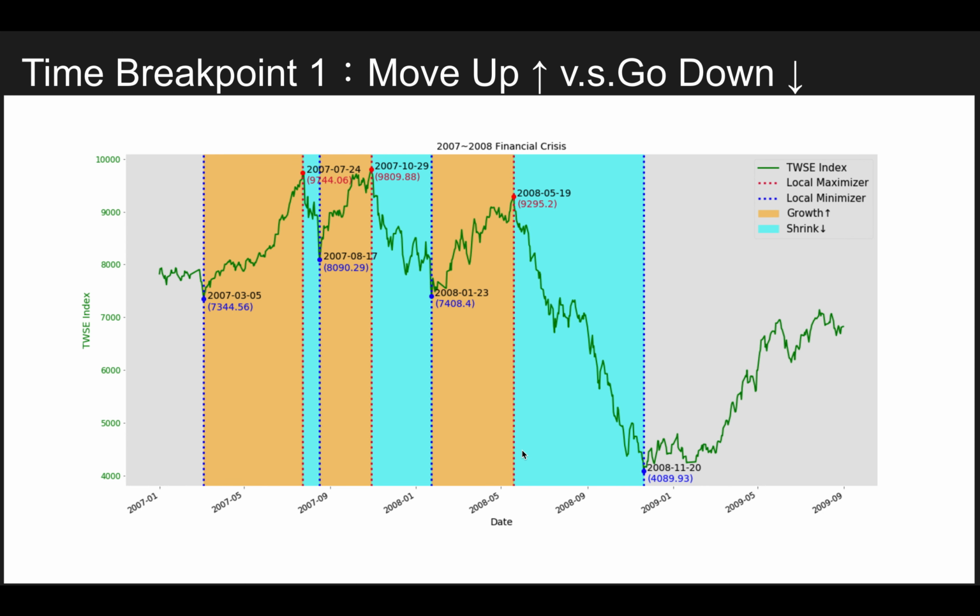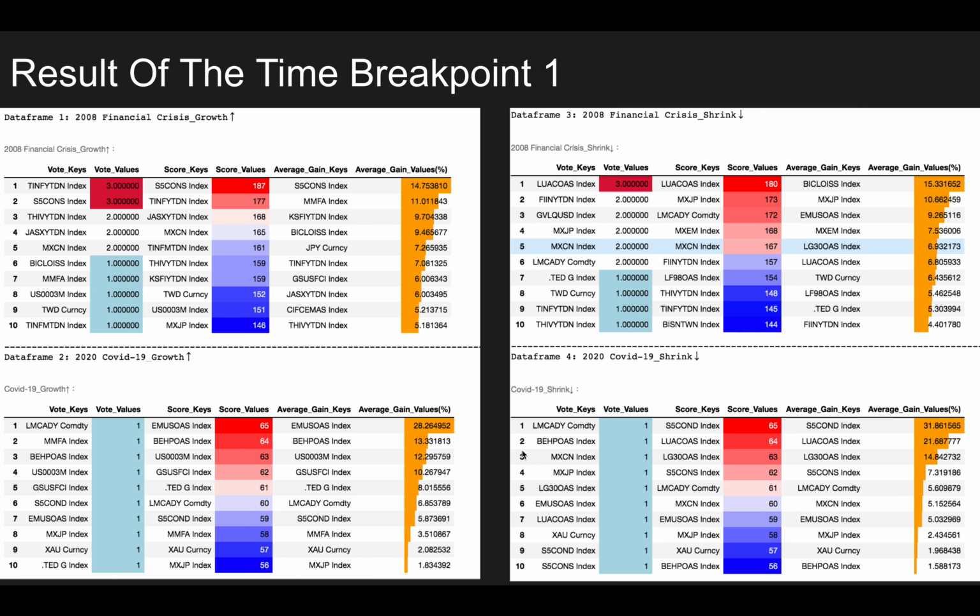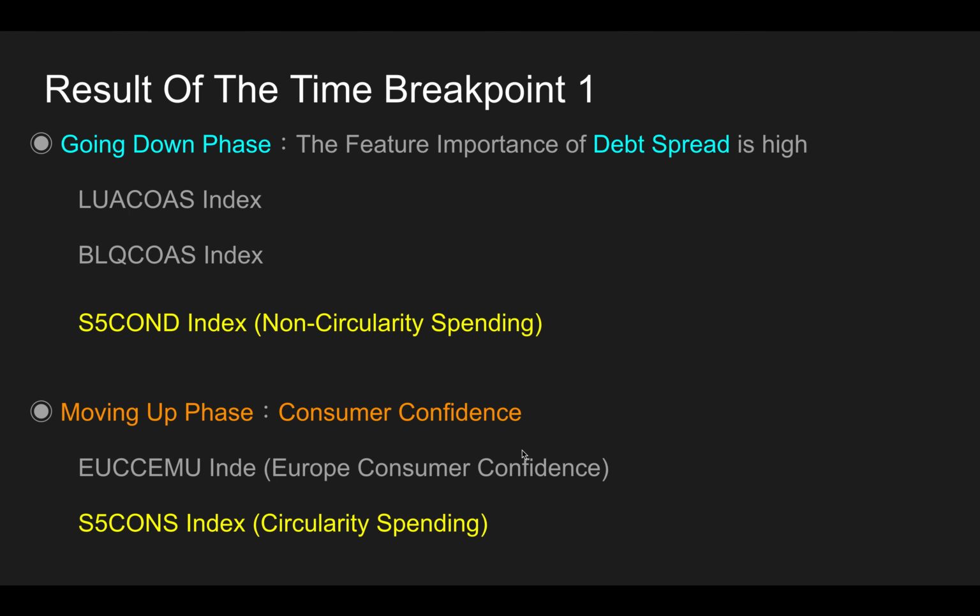I split the time in two different ways. First, I cut the recession into two parts. They are the growing phase in color orange and the shrinking phase in color blue. After feeding the data into the function I built myself, I checked the result. I found that the feature importance of debt spread is high in the going down phase, and the consumer confidence is relatively important in the moving up phase.